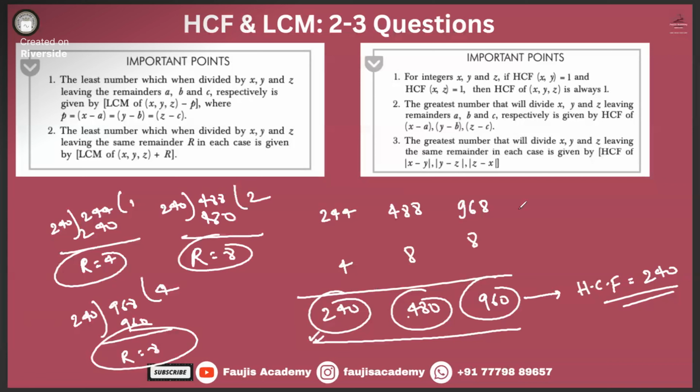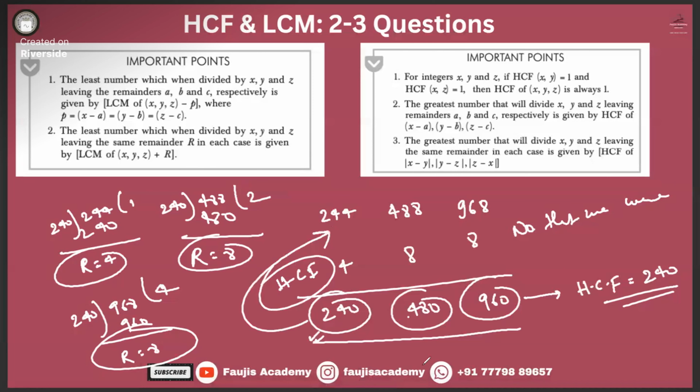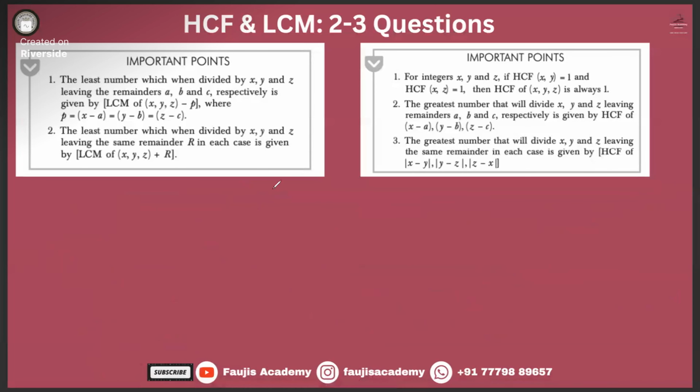This is what they were telling. The problem with the numbers that we were choosing was that they were completely divisible by the HCF itself. So those numbers did not work out, for this particular reason. Let's move on to another concept.